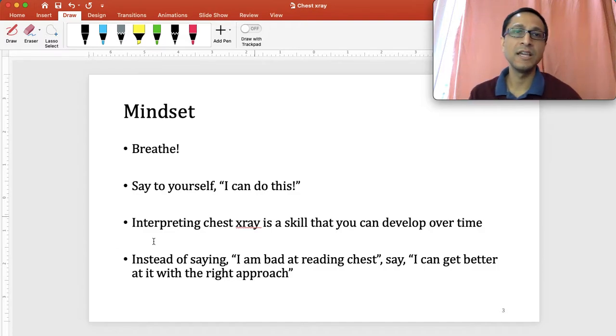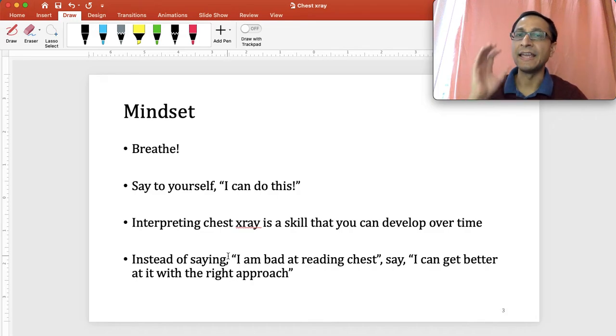You can do this. Next thing is interpreting chest x-ray is a skill that you can develop over time, right? Super important. This cannot be learned overnight, but over time. The more you practice, the better you get. Instead of saying, hey, I am bad at reading chest x-rays, I suck at reading chest x-rays, instead say, I can get better at it with the right approach, right? So basic mindset.